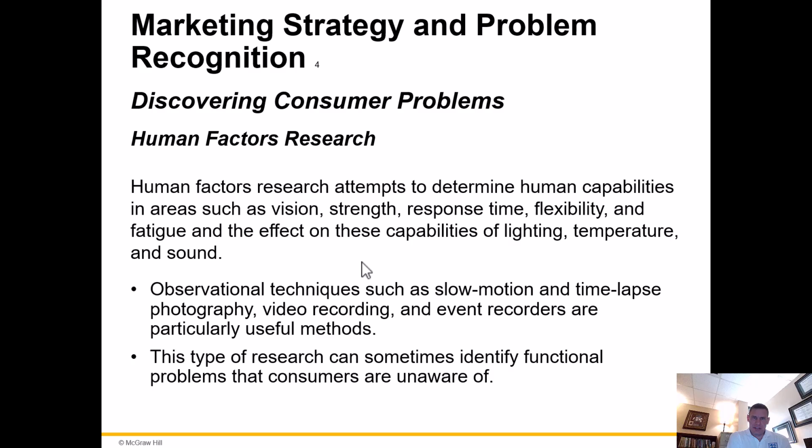Now let's continue to talk about discovering consumer problems, now in the context of human factors research. Human factors research attempts to determine human capabilities in areas such as vision, strength, response time, flexibility, and fatigue, and the effect on these capabilities of lighting, temperature, and sound. Observational techniques such as slow motion and time-lapse photography, video recording, and event recorders are particularly useful methods. This type of research can sometimes identify functional problems that consumers may be unaware of.